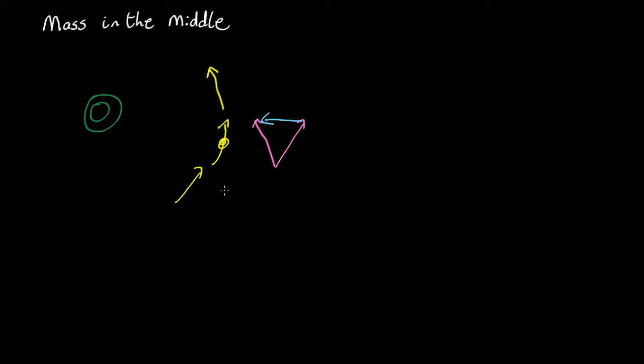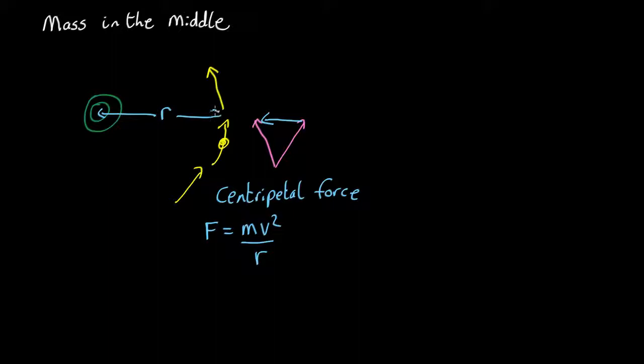That's called centripetal force. And it's given by the equation force equals mv squared over r, where r is the radius of the circle it's travelling in, v is how fast it's moving, and m is the mass.